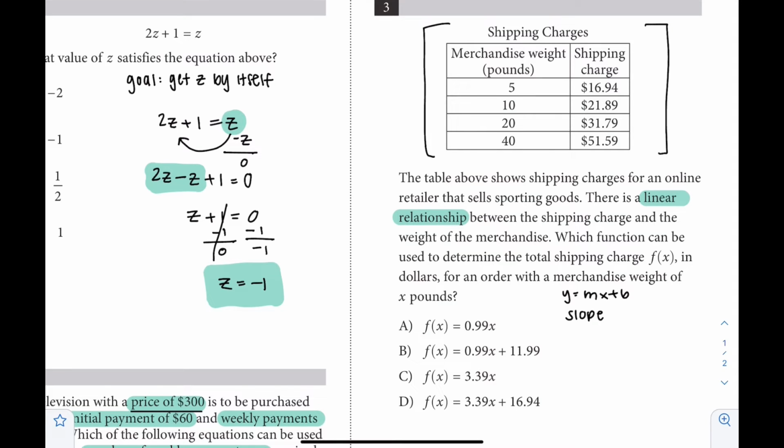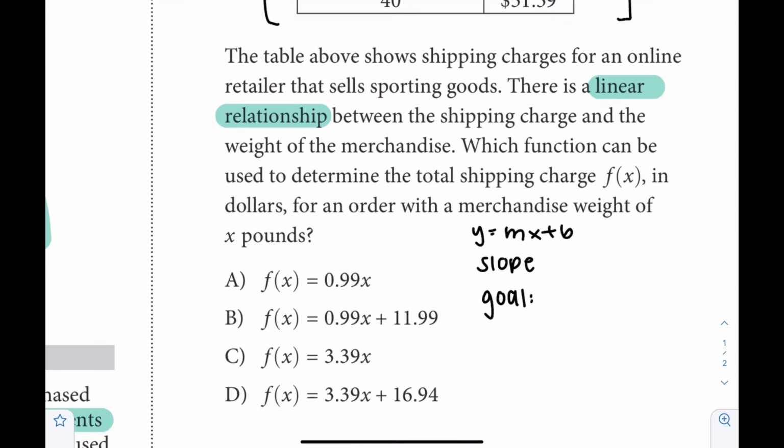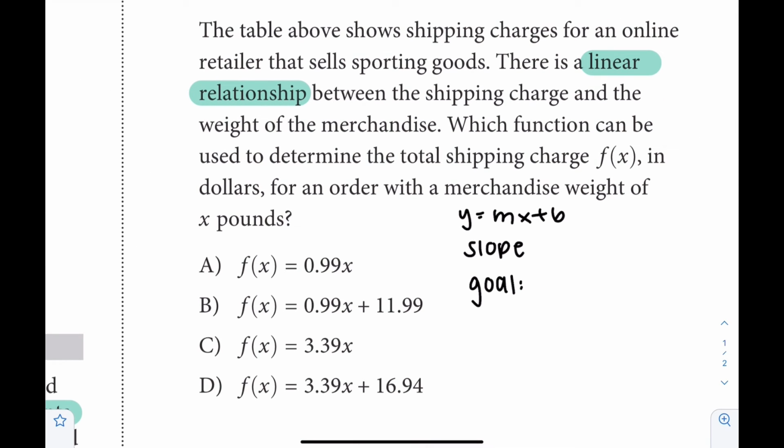Between the shipping charge and the weight of the merchandise, which function can be used to determine the total shipping charge in dollars for an order with a merchandise weight of X pounds? Okay, so we want to find a function used to determine the total shipping charge. So our goal is to, I'm going to just zoom in here. So essentially we want f of x equals mx plus b.